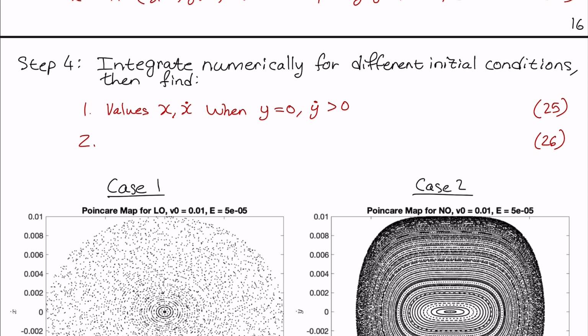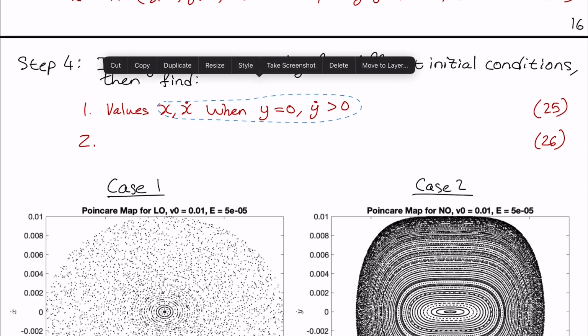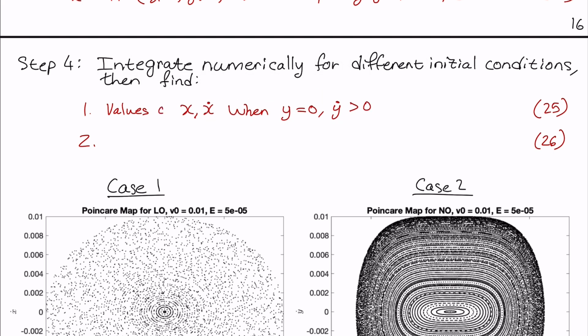Now you could also choose y dot less than 0. In the Poincare maps that I'm going to show, we have chosen y dot to be greater than 0. This is so that we only intersect in a single direction. And then for case 2, we need to find values of y and y dot when x is equal to 0 and when x dot is greater than 0.